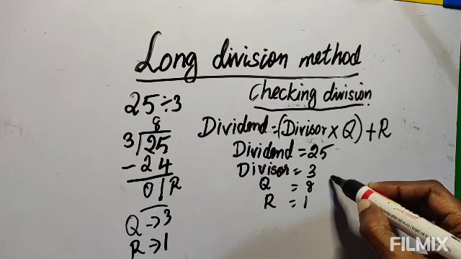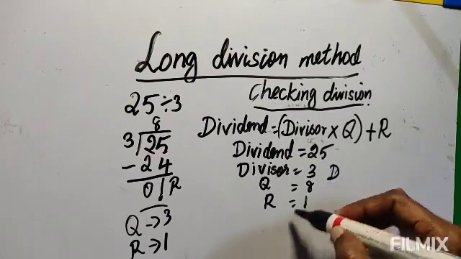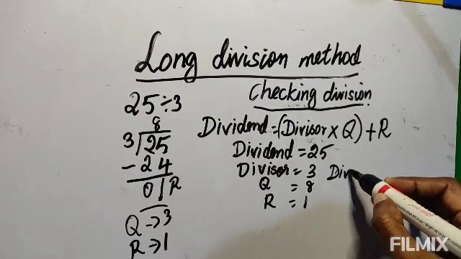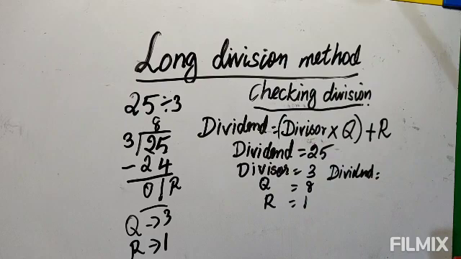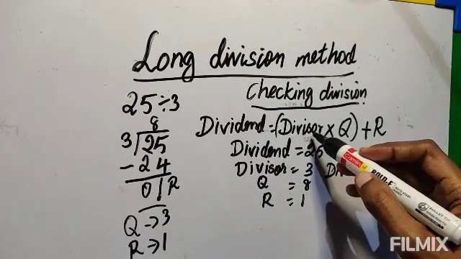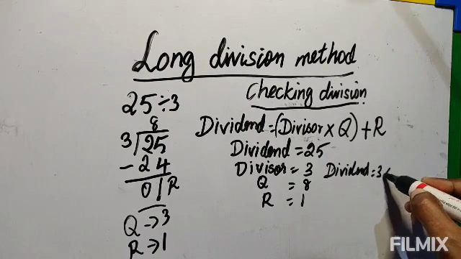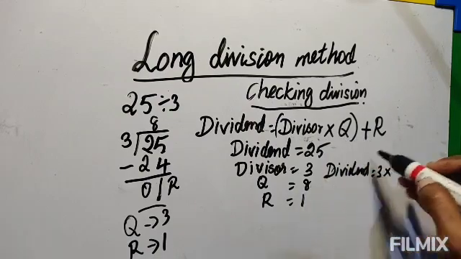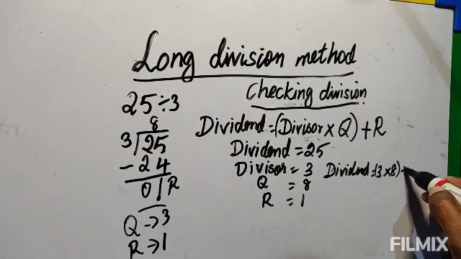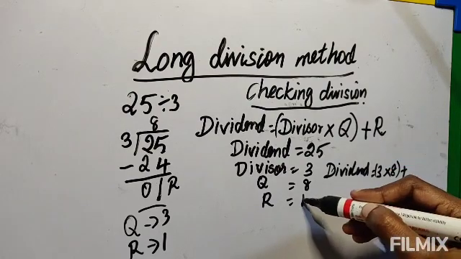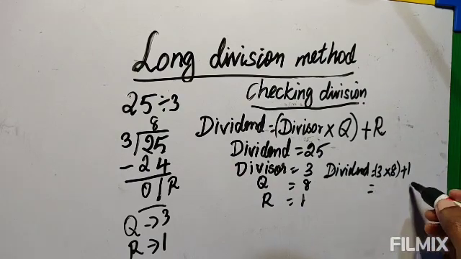If I write it sideways, you can't see, so you write it down. Dividend equals divisor into quotient. So the divisor is 3, into the quotient, 8. You have to multiply these, and then add the remainder. The remainder is 1, you have to add it. First you multiply, then only you add.